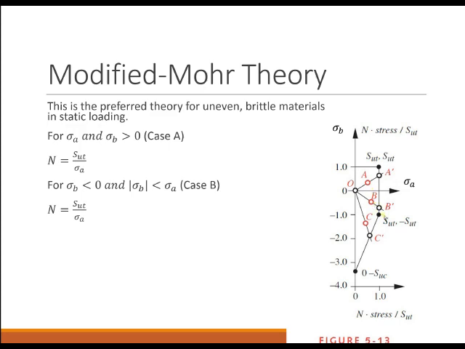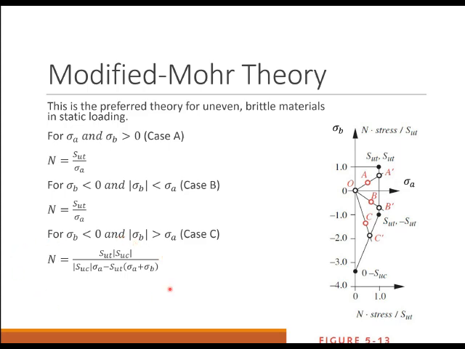For region B, we're going to say that it's the same scenario, but we got to the scenario a different way. Recognize in case A, this is when both of my principal stresses that are non-zero are greater than 0. For case B, one of the stresses is less than 0, but the one that's less than 0 is closer to 0 than the one that's greater than 0. For case C, compression is dominating now, so the one that's less than 0 is further from 0 than the one that's greater than 0.